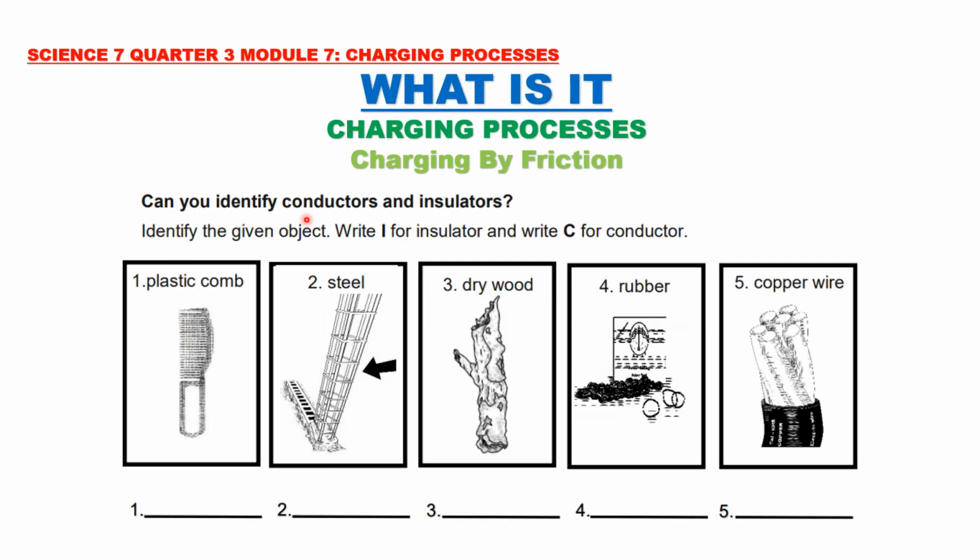Can you identify conductors and insulators? Identify the given object, write I for insulator, and write C for conductor. Number 1, plastic comb. 2, steel. 3, dry wood. 4, rubber. And 5, copper wire.